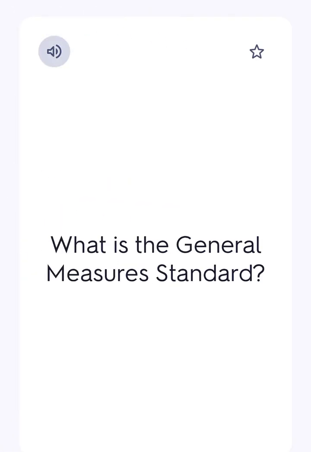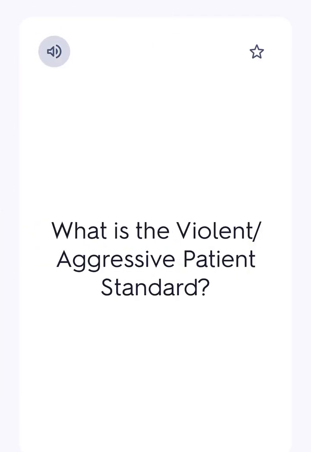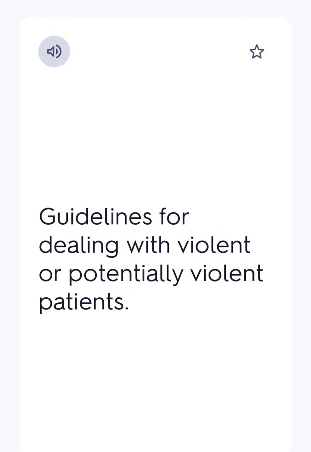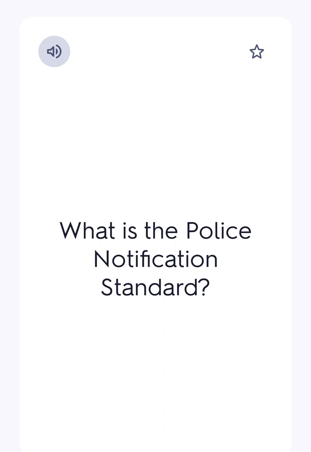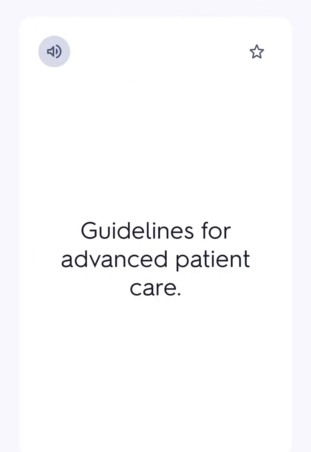What is the general measures standard? Guidelines for personal safety. What is the violent/aggressive patient standard? Guidelines for dealing with violent or potentially violent patients. What is the police notification standard? Guidelines for involving the police in cases of excited delirium. What is the ALSPCS? Guidelines for advanced patient care.